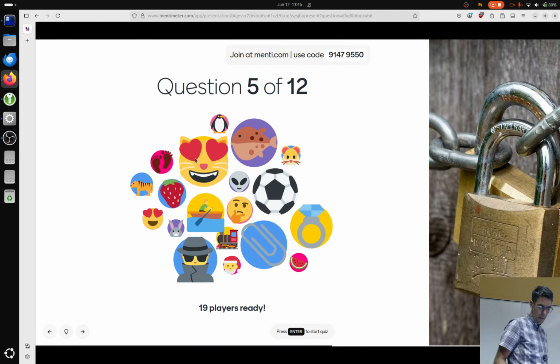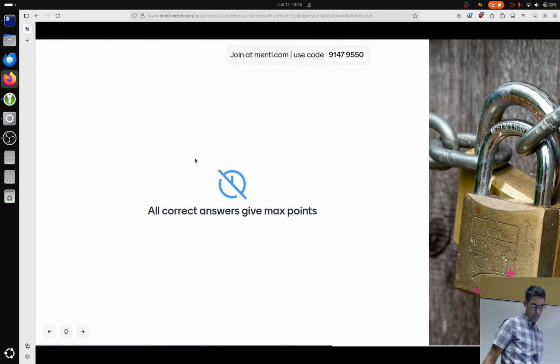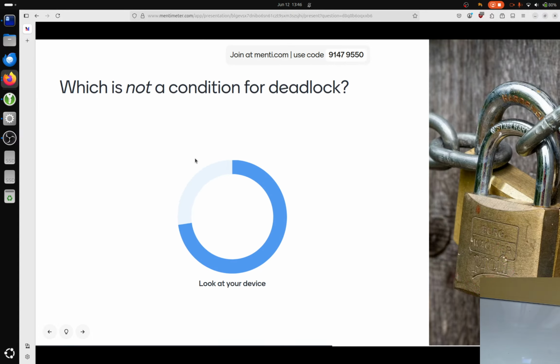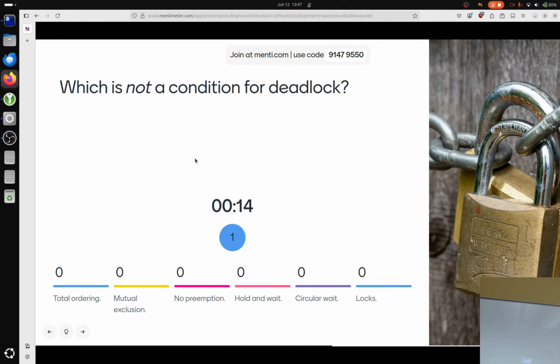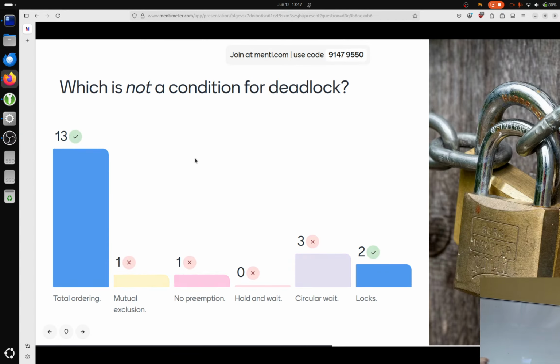Let's do one more question, and then I'll show you my comic. There are multiple answers for this one, so choose multiple things. All right, okay, so total ordering is definitely not a condition for deadlock. It's a solution to deadlock. It will allow us to guarantee that code will not deadlock.